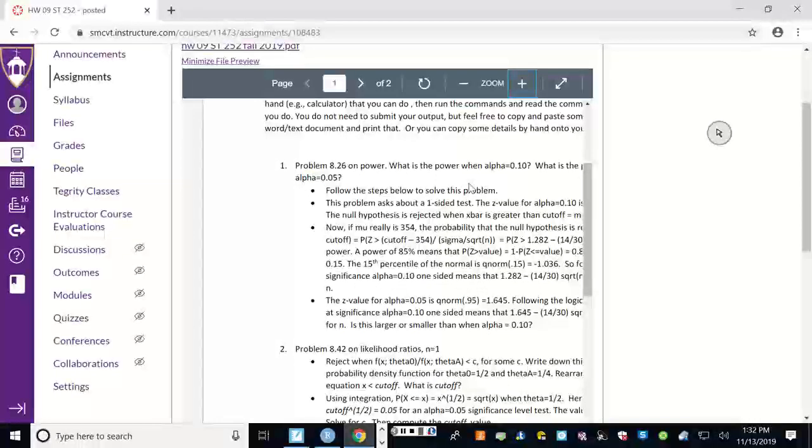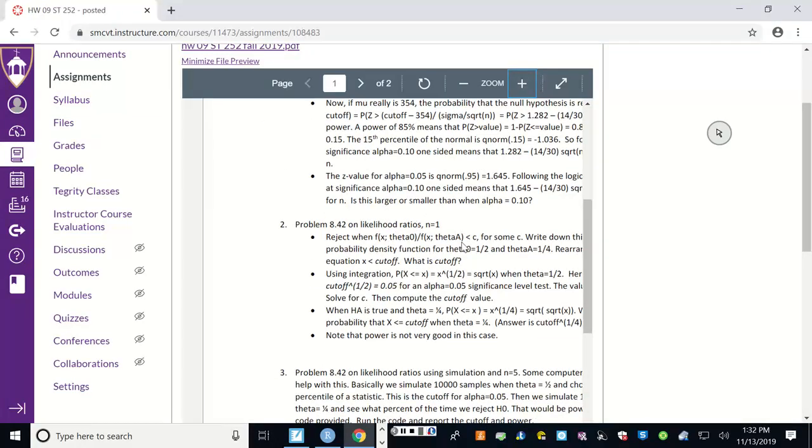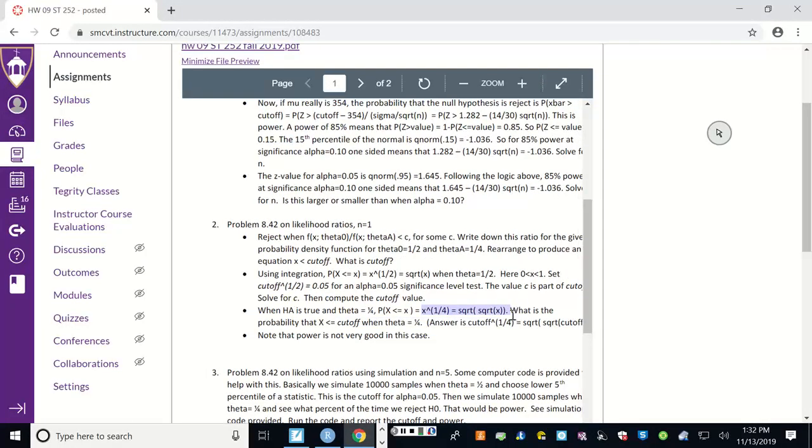So, questions about the? Yes. On the final part of question 2. Okay. So in 2, we're doing the likelihood ratio of likelihoods. Aren't those two equal? X to the 1/4 equal to square root x. Yeah, these two things should be equal. They are the same thing.